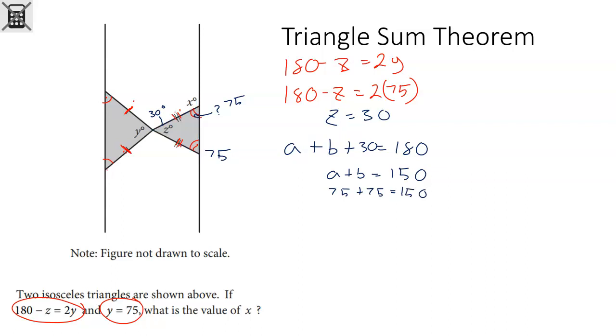Alright? So now that we know this angle is 75, notice that 75 and x form a straight angle. What's the measure of a straight angle? It's also 180. So 180 has to be equivalent to 75 plus the measure of angle x. What does angle x equal? 105. The measure of angle x is 105.